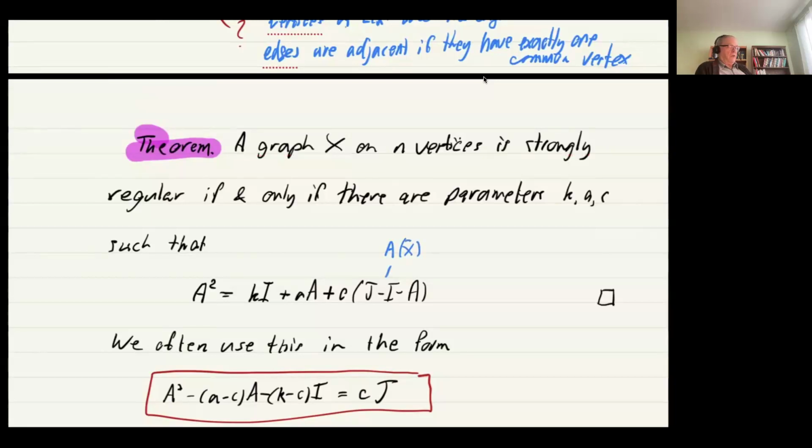Now this isn't too hard to see. If I have a k-regular graph and I square its adjacency matrix, what are the diagonal entries? Well, they're the dot products of the rows with themselves, and each row has k 1s and everything else is 0. So the entries on the diagonal of A squared are all k. Okay, so that's where this comes from.